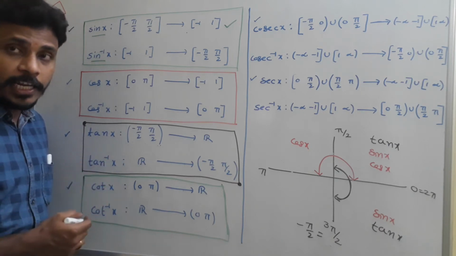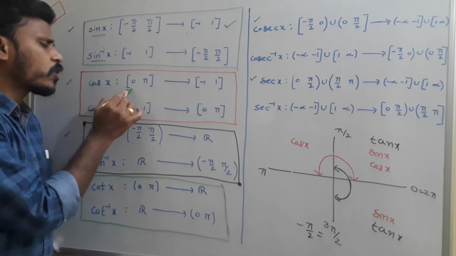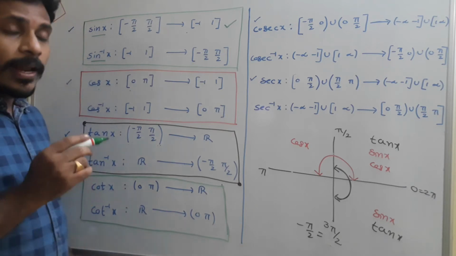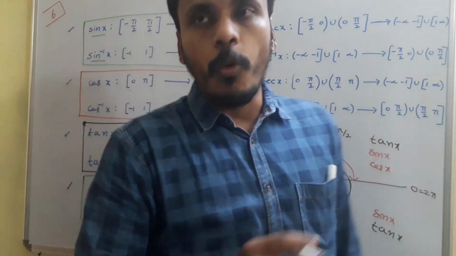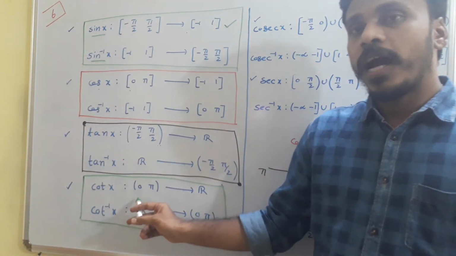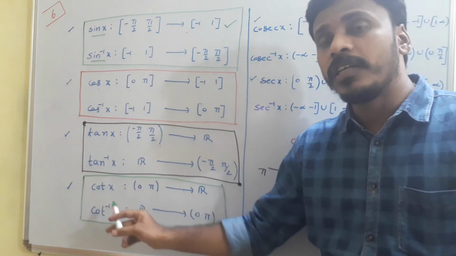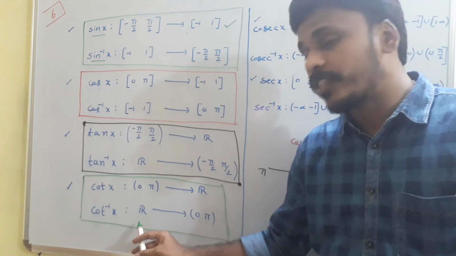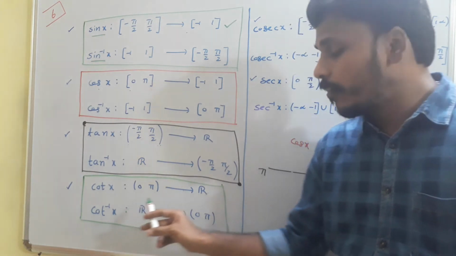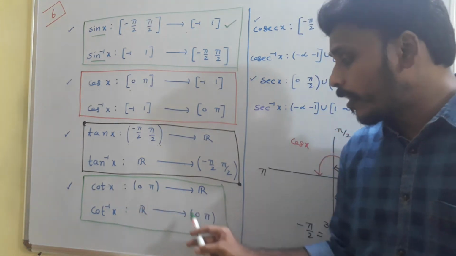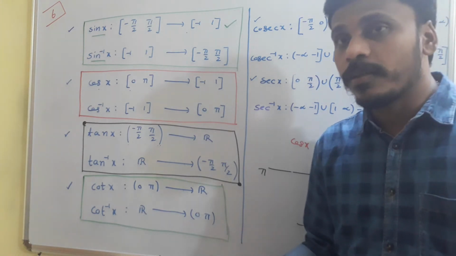Again, just pay attention: for cos x the domain is the closed interval 0 to pi, whereas for cot x the domain is the open interval 0 to pi and the range is all the real values. Then this range of cot x will become the domain for cot inverse x, the reals, and the range of cot inverse x is the domain of cot x, 0 to pi. So this is about cot x.